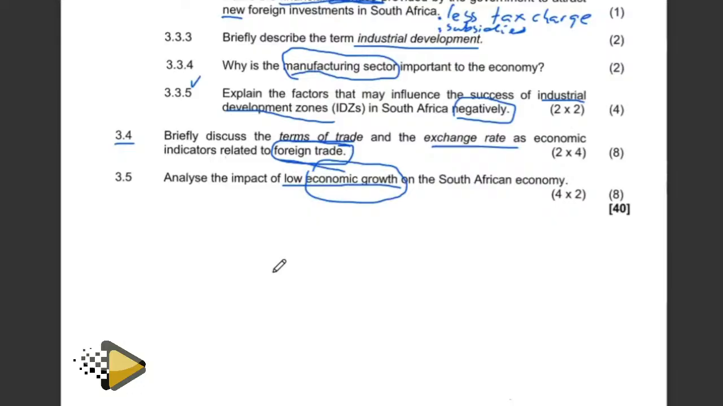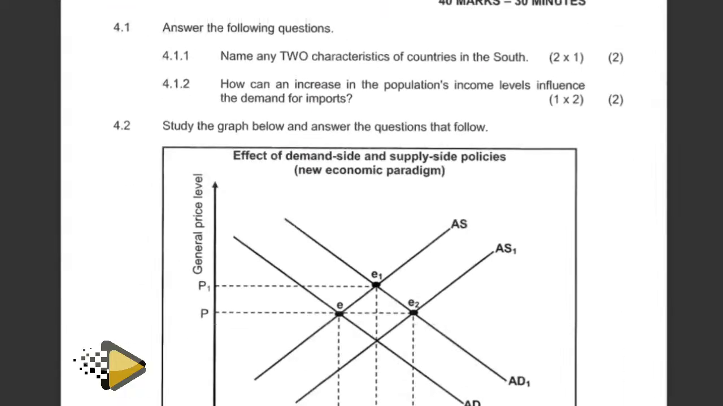So also, the government is not going to be in a position to collect tax proceeds or tax revenues. And also, an economy is going to struggle to produce goods and services that are enough to supply to local people, as well as selling to other countries. Okay, right, grade 12. So now let's move on to the last question, which is question 4. We have 4.1. 4.1.1 reads as follows: name 2 characteristics of countries in the south.